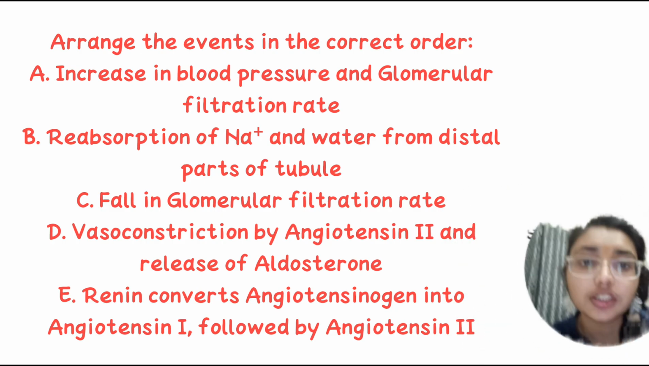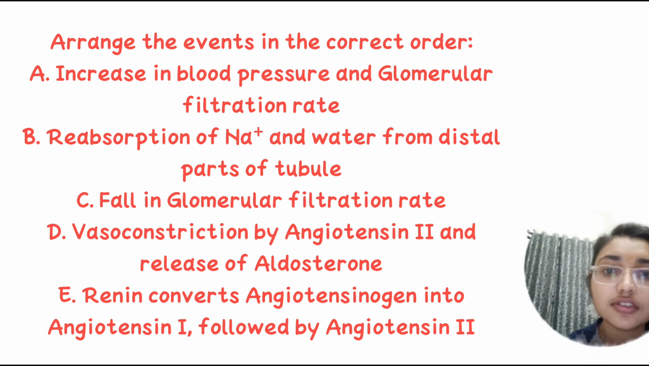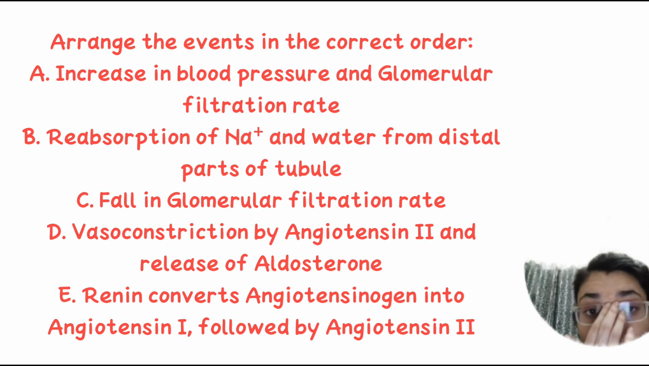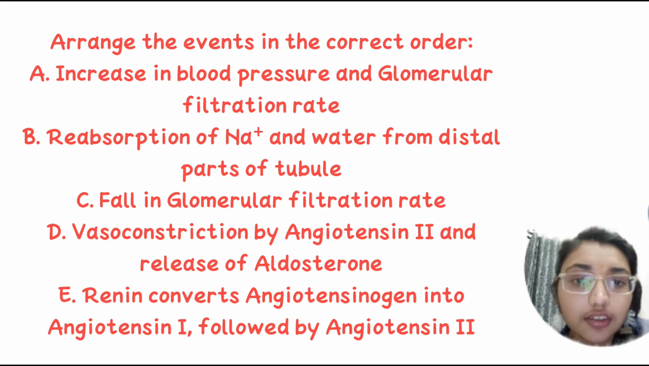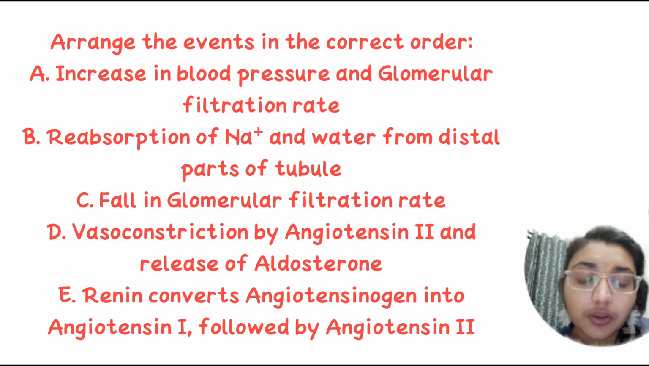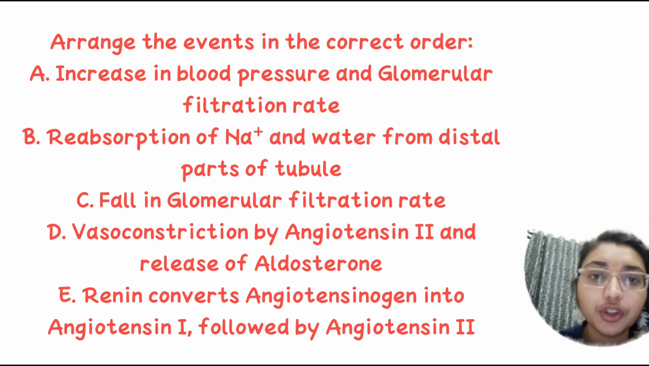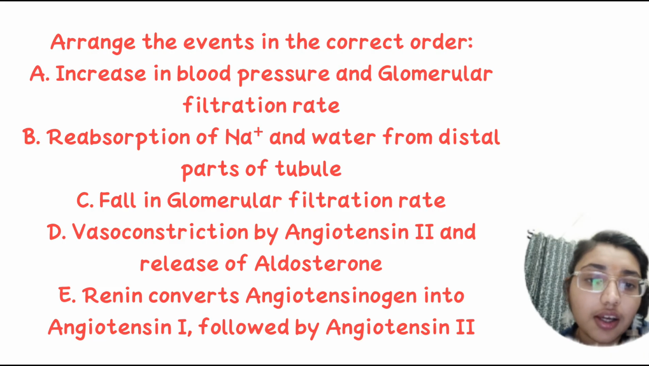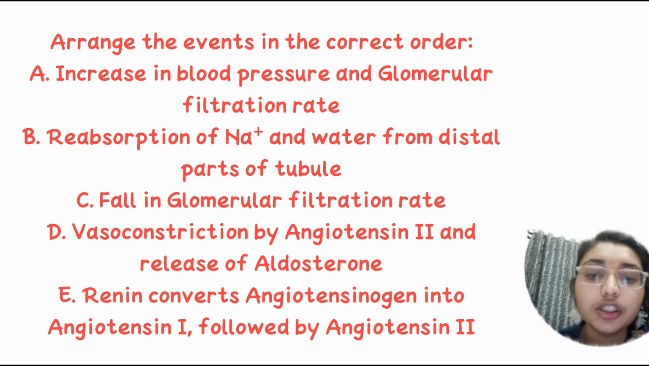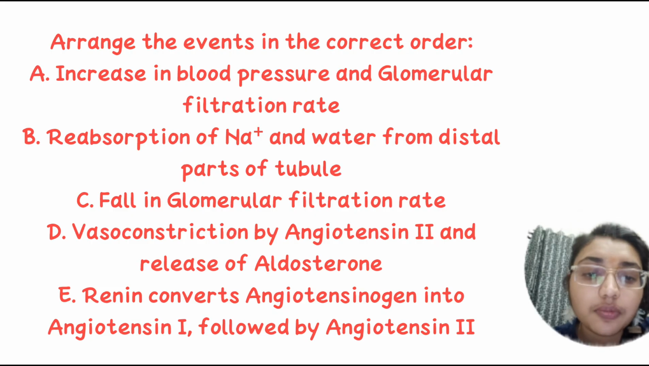Here we have to arrange the renin-angiotensin mechanism in a correct order. So here we can see there is increase in the blood pressure and glomerular filtration rate, reabsorption of Na+ and water from the distal part of the tubule, then fall in the glomerular filtration rate, and vasoconstriction by angiotensin 2 and release of the aldosterone, renin converting angiotensinogen into angiotensin 1 followed by angiotensin 2. So we have to arrange them in a correct order.